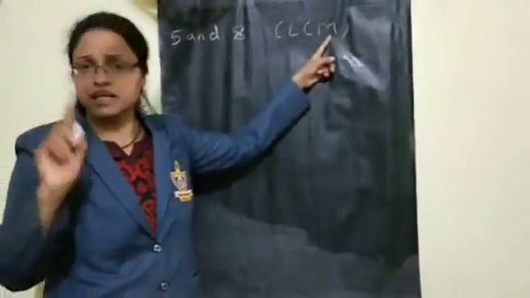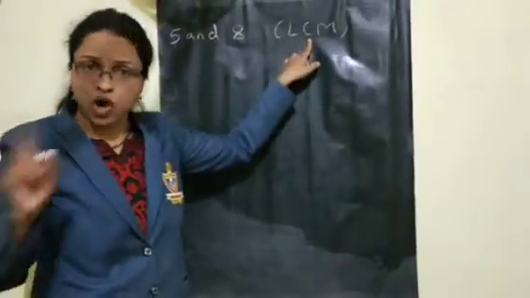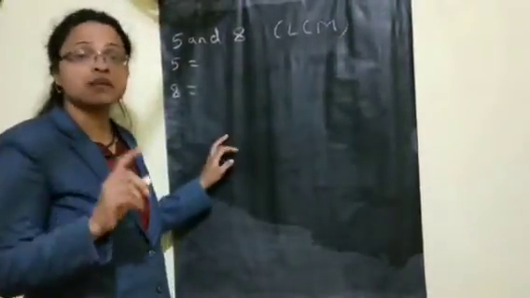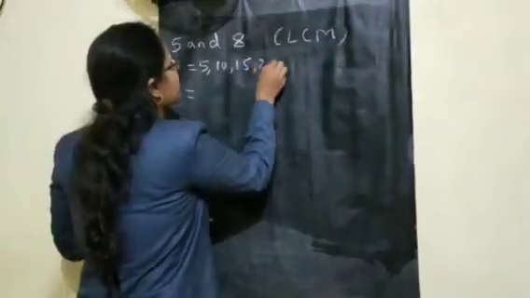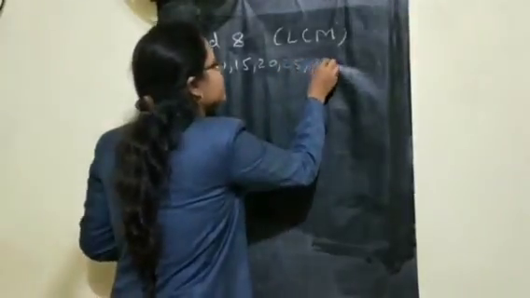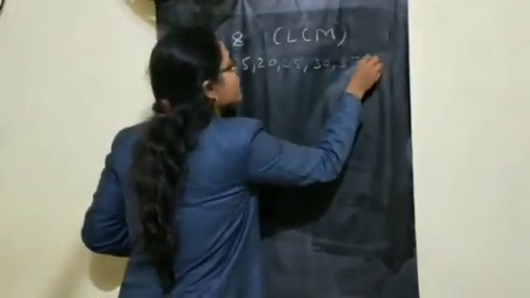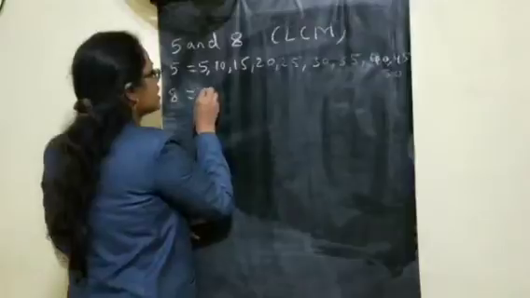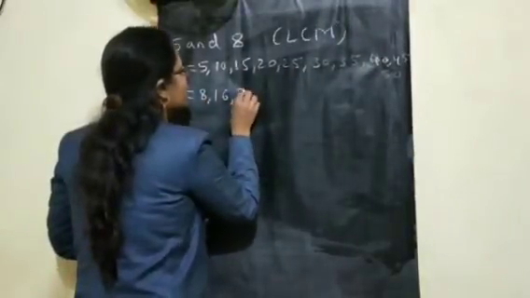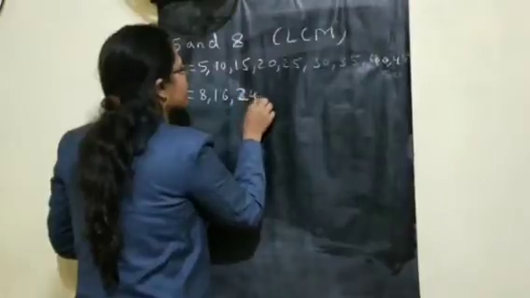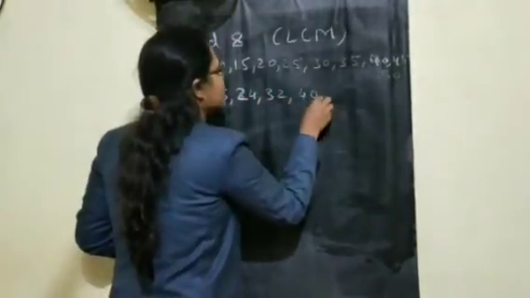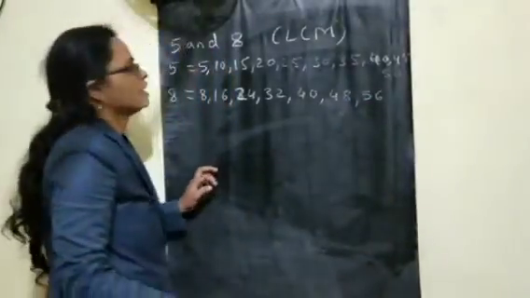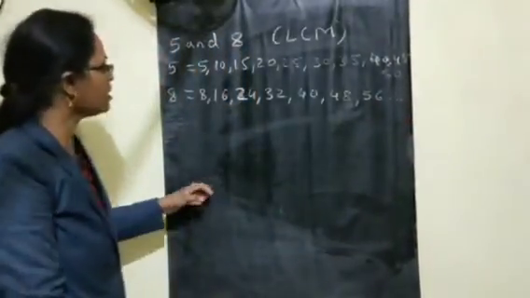Now for LCM, first you have to take the multiples of the given numbers, then find the common ones, and from that the lowest one. So first let us write the multiples. I told you, take at least a minimum of 10 multiples first. So 5 4s are 20, 5 5s are 25, 5 6s are 30, 5 7s are 35, 5 8s are 40, 5 9s are 45, 5 10s are 50. Now 8 1s are 8, 8 2s are 16, 8 3s are 24, 8 4s are 32, 8 5s are 40, 8 6s are 48, 8 7s are 56, and so on.